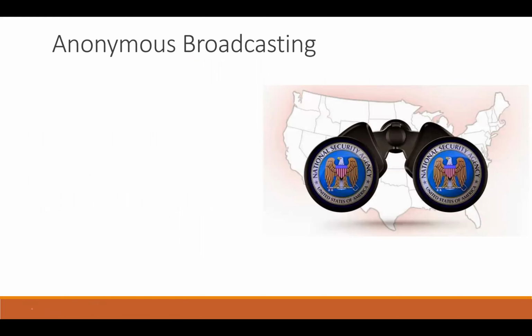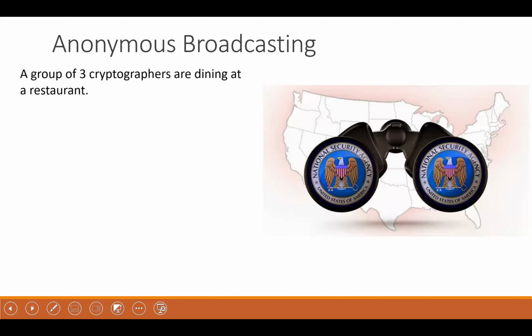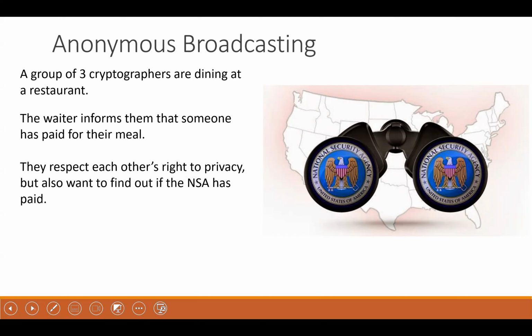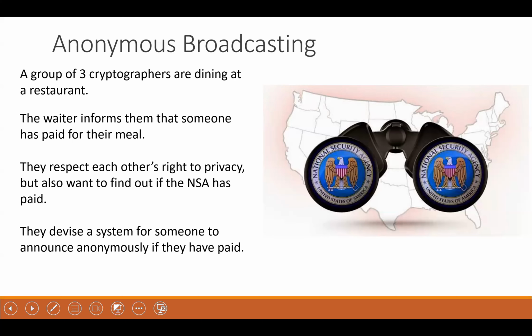So, anonymous broadcasting. Let's say there's a problem. A group of 3 cryptographers are dining at a restaurant, and they're very suspicious of the NSA. The waiter comes along and informs them that somebody has paid for their meal, which they're fine with as long as it's one of them. But it's also possible that the NSA paid for their meal because they were listening in or whatever. So they want to figure out, without violating anyone's privacy, who paid for the meal, if anyone. That's the essential problem here.